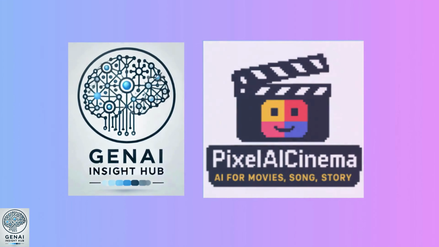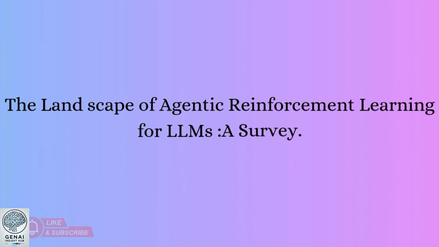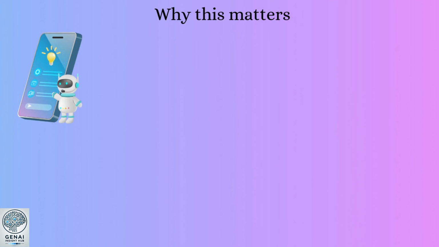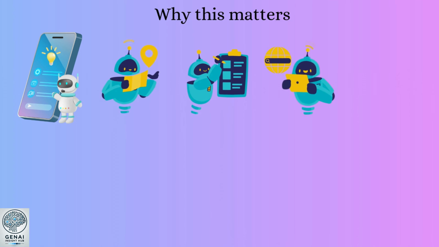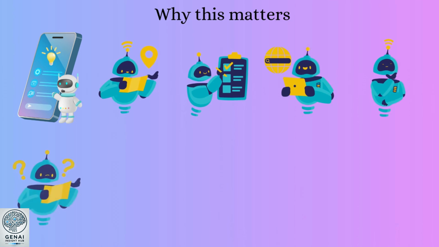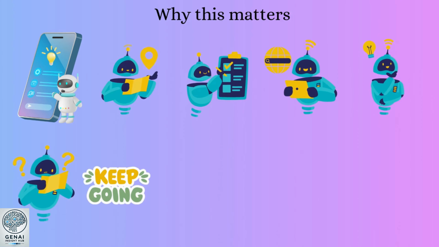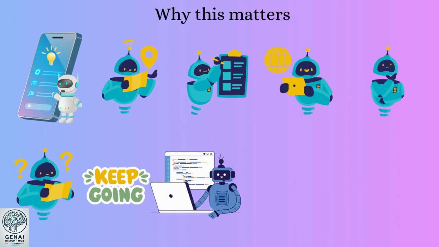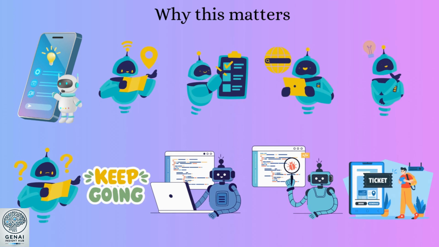Let's deep dive. The landscape of agentic reinforcement learning for LLMs, a survey. Why this matters. Imagine a smart robot friend who doesn't just answer one question and stop, but can look around, plan steps, use tools, remember what happened, learn from mistakes, and keep going until your real task is done, like researching a topic, fixing code, or booking travel.